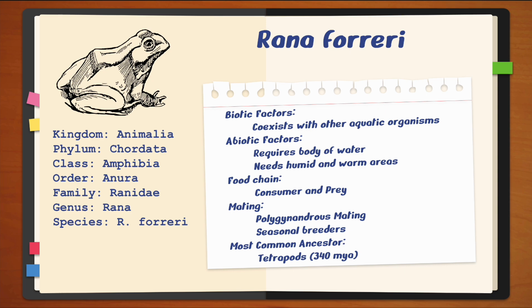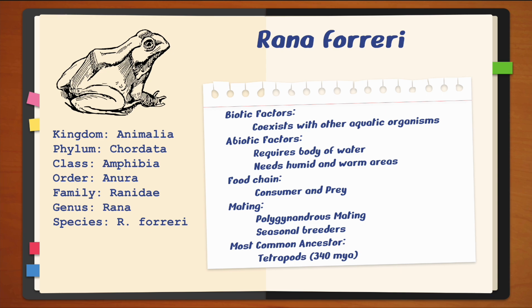Rana ferreri coexists with other aquatic organisms, meaning it interacts with various species within its habitat, including prey, predators, and competitors. This frog also depends on bodies of water and humid, warm environments to survive, as amphibians require moisture to regulate their body functions and facilitate reproduction. The species of frog serves as both a consumer and prey, meaning it feeds on smaller organisms such as insects, while also being a food source for larger predators.